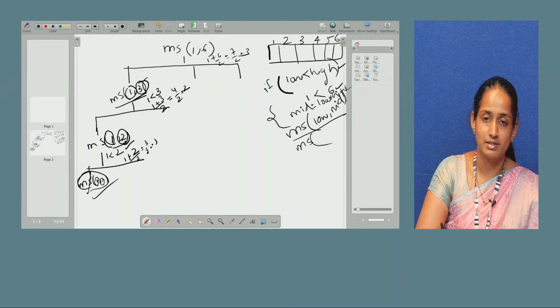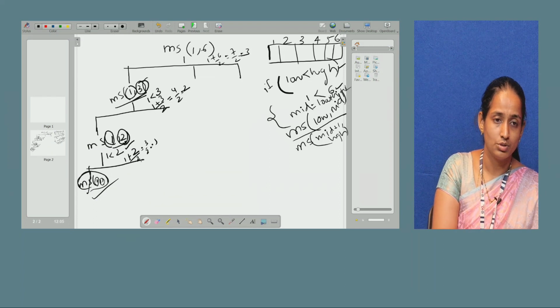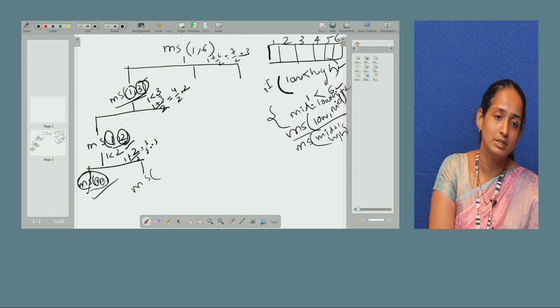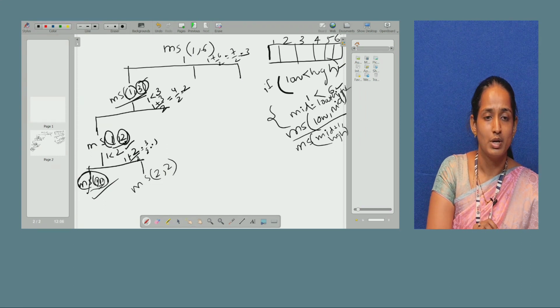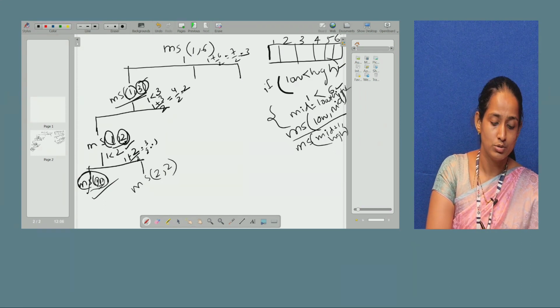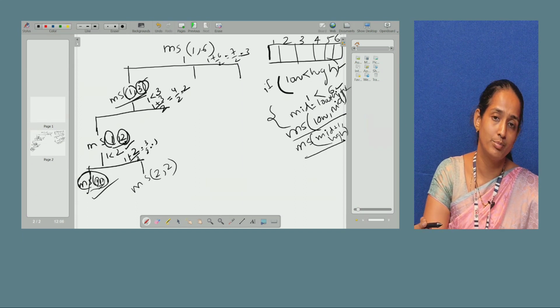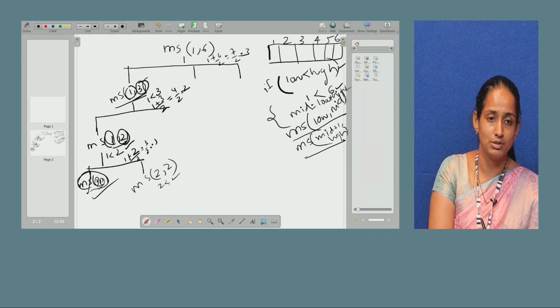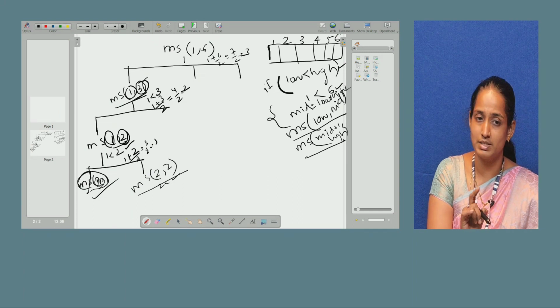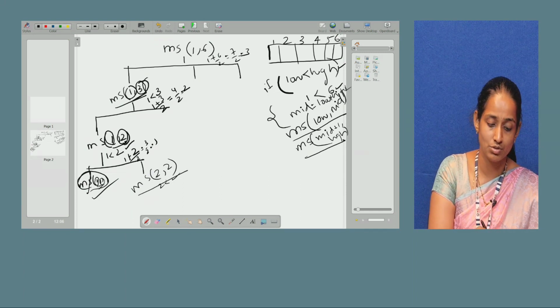Then we go to the next step, that is ms of mid plus 1 comma high. So we will backtrack. Here the mid value is 1, so 1 plus 1 means 2, comma the high value 2. So ms of 2 comma 2. Here also, if the call is made to the algorithm recursively, the condition fails because 2 is not less than 2. This is the end of the list, only a single element is there, and no further division can happen.